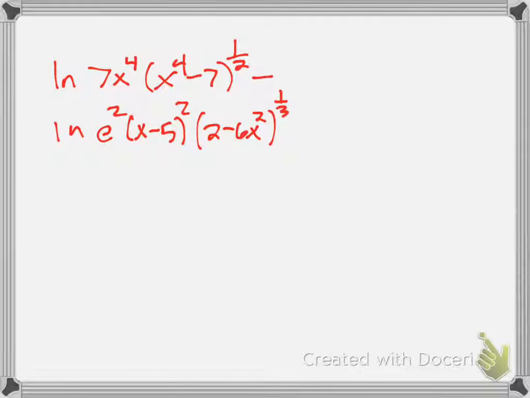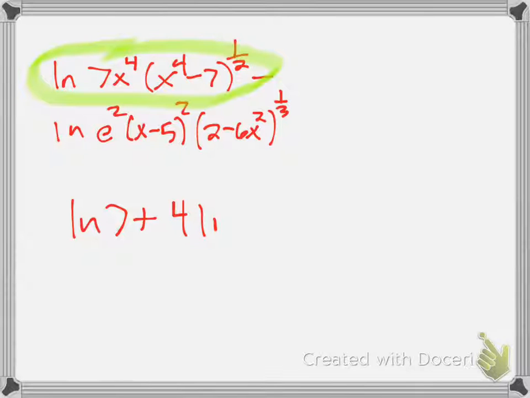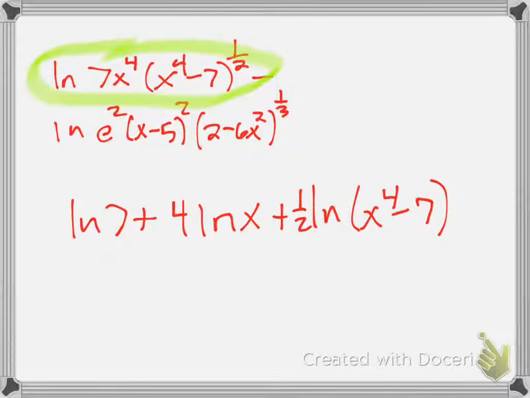Okay, what I'll do with this is each of those, so the first log, I'm going to highlight it for you. I'm going to break this up into a product. So it's the log of 7, because that's the first number in the product, plus the log of x to the 4th, which I'll write as 4 ln of x. I'll bring the power out front, plus the natural log, but I'm going to put the 1/2 in front of x to the 4th minus 7. That's just the numerator part, the first piece.